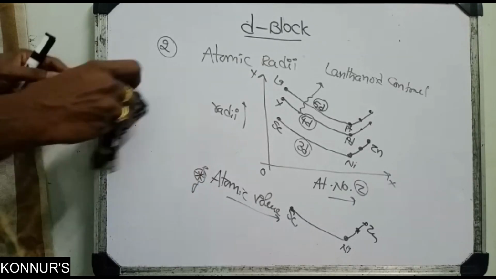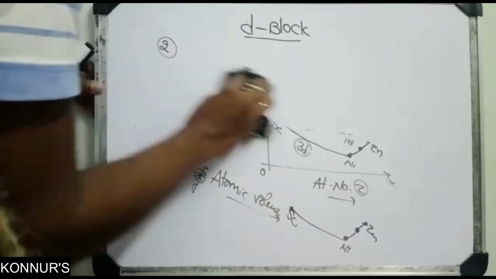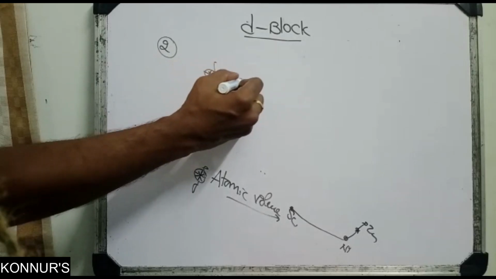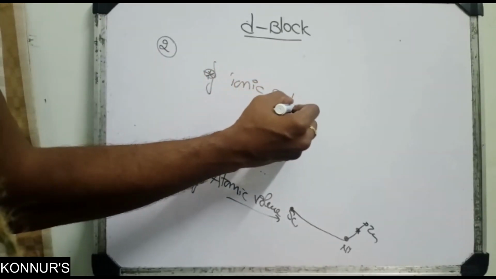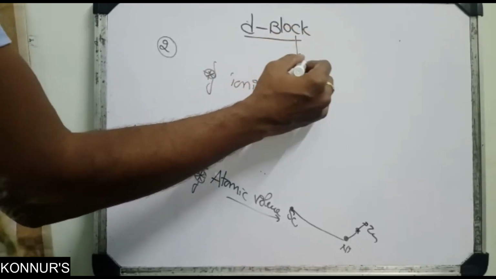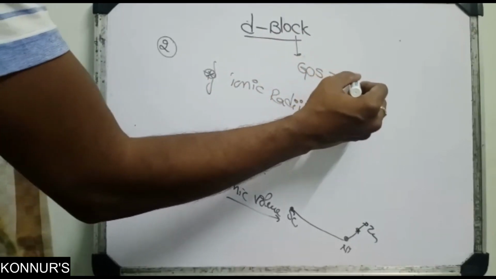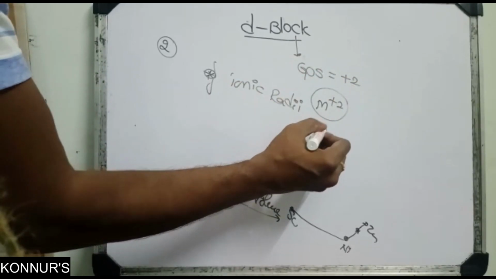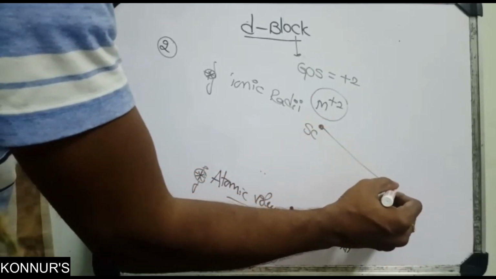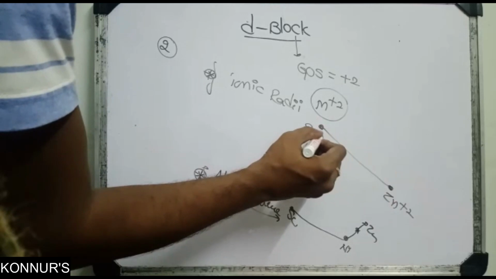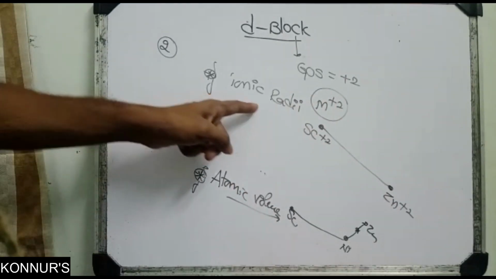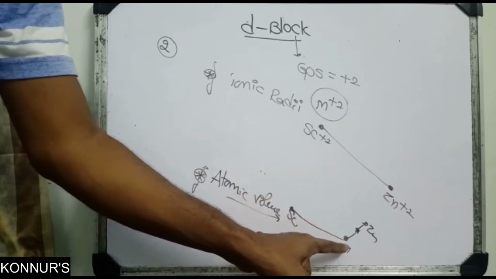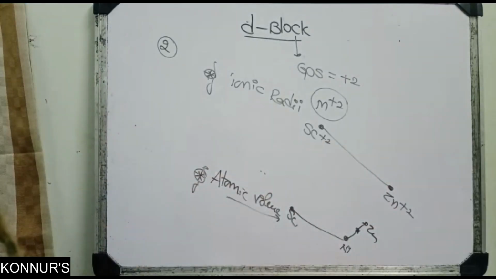Next, suppose you take ionic radii. Generally, the common oxidation state of D block elements is +2. So the ionic radii of M2+, from scandium to zinc, continuously decreases in a linear manner. The ionic radii continuously decrease up to zinc, but atomic radius and atomic volume decrease up to nickel and further increase.